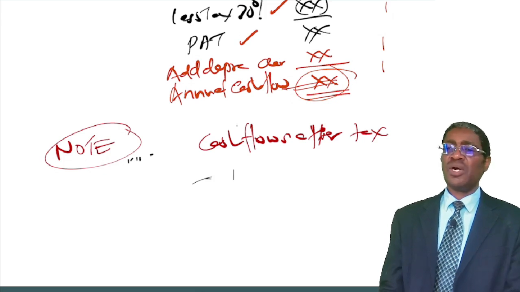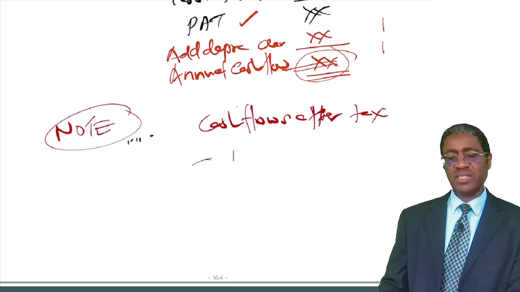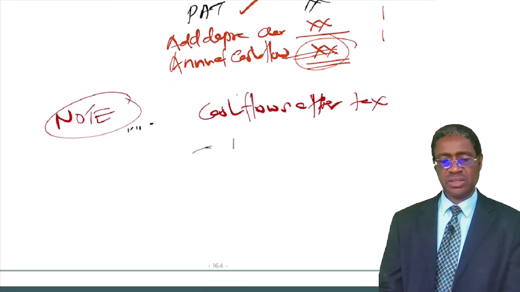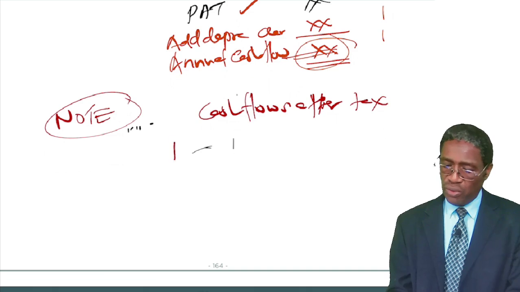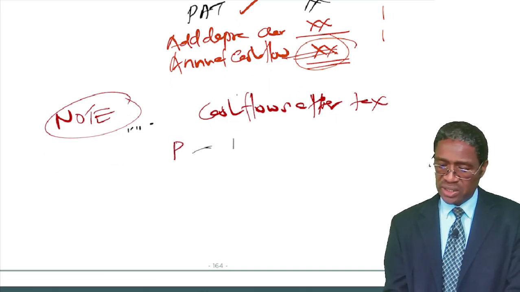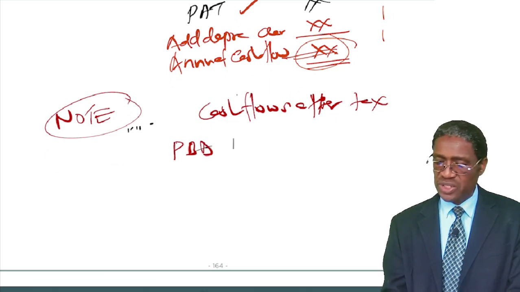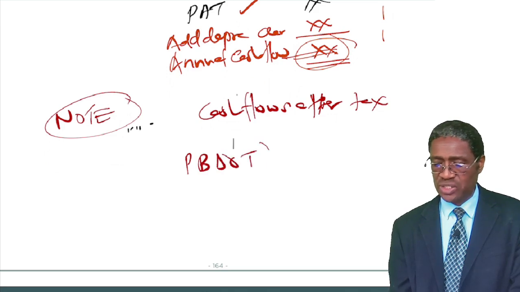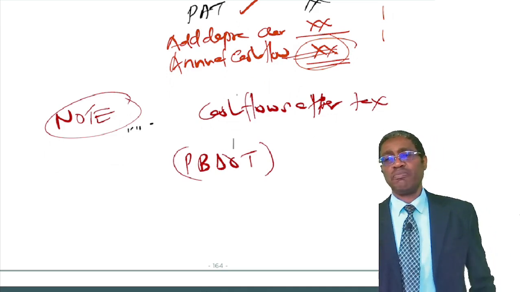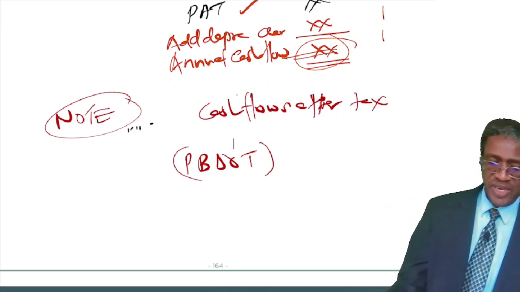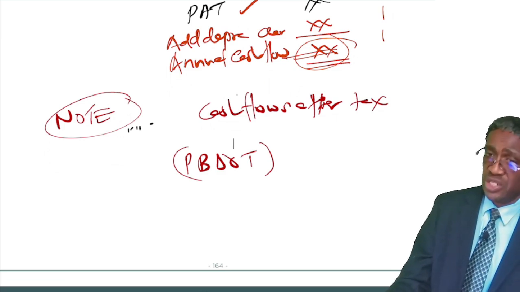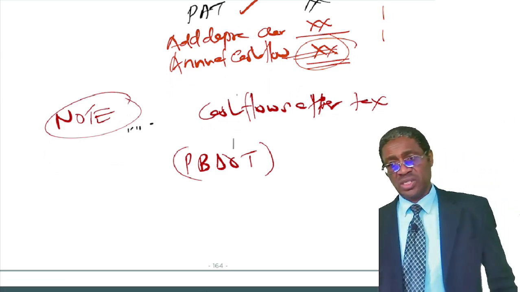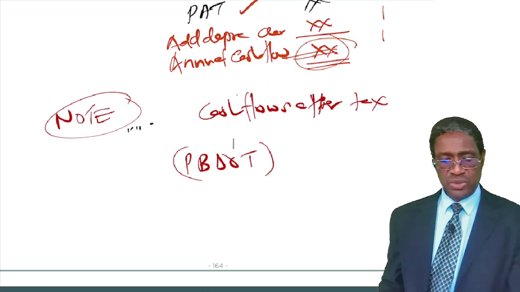Then say this: when given profit before depreciation and tax (PBDT), then the cash flows should be determined as follows.